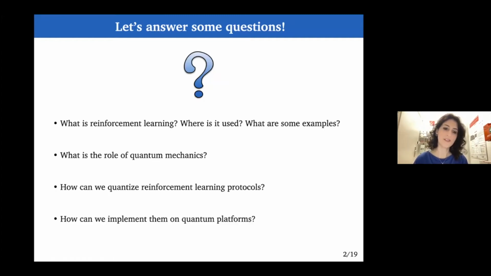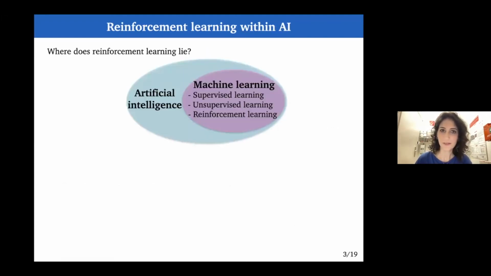And then let's see also the experimental part. So in general, how can we implement them on quantum platforms? So I work with photons, so I will describe how we implemented a quantum reinforcement learning protocol on a photonic quantum platform. All right, so let's just get started. I will start, as I said, with a very basic introduction about reinforcement learning.